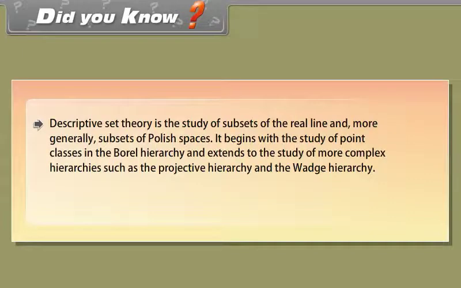Did you know? Descriptive set theory is the study of subsets of the real line and, more generally, subsets of Polish spaces. It begins with the study of point classes in the Borel hierarchy and extends to the study of more complex hierarchies such as the projective hierarchy and the wadge hierarchy.